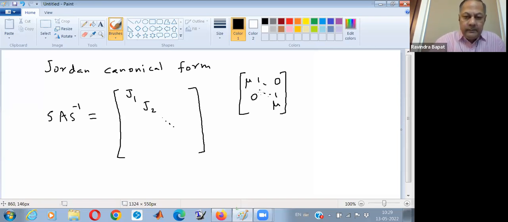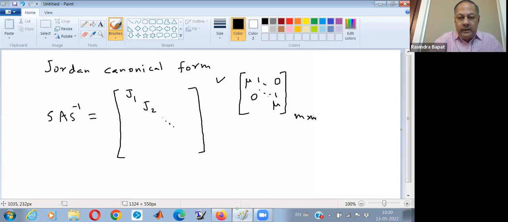And the interesting thing about this matrix, the Jordan block, if you look at its eigenvalues and eigenvectors, just like we did the 2 by 2 matrix 0, 1, 0, 0, very similar to that, you will see that this matrix has only one eigenvalue, that is mu. And the algebraic multiplicity of mu is the order of this block. That is obvious because if the order of this block is m by m, then mu will come m times. So algebraic multiplicity is m.